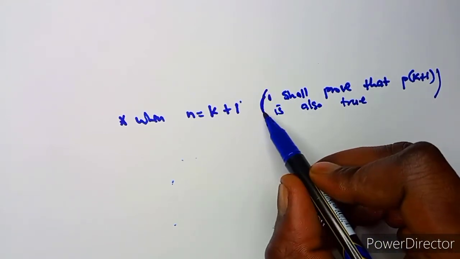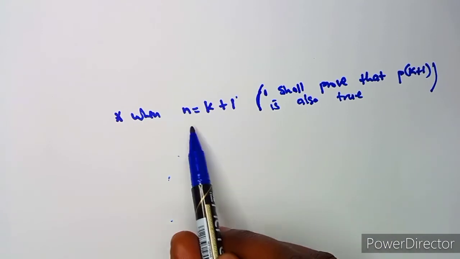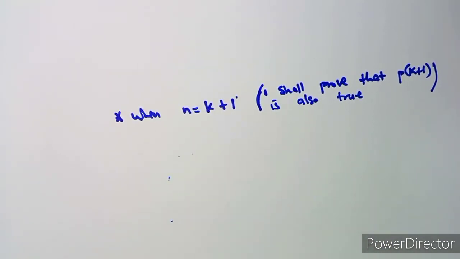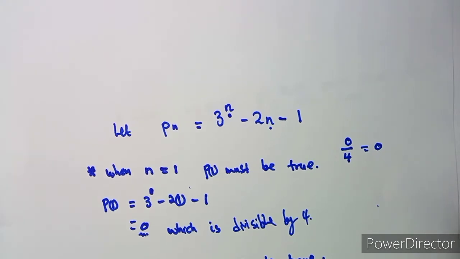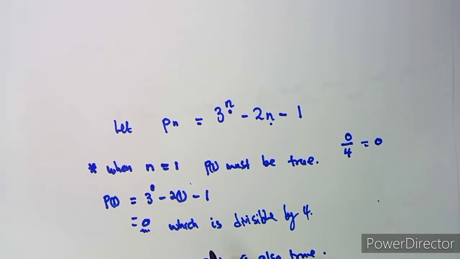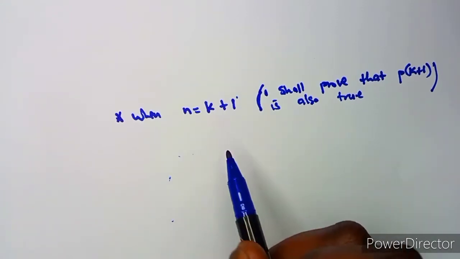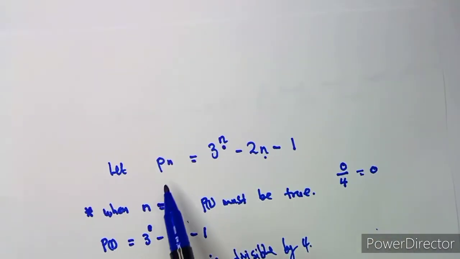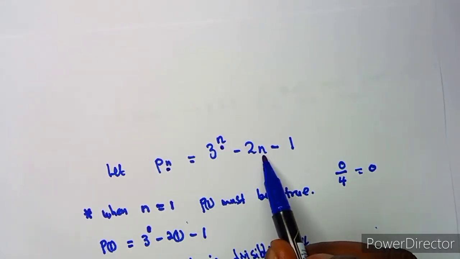All right, so now let us prove that this is true. We said when n is equal to k plus 1. So this type of question, you are the one who is to prove that this is true. You are going to substitute in place of n on the statement here. In place of n, we are now having k plus 1.